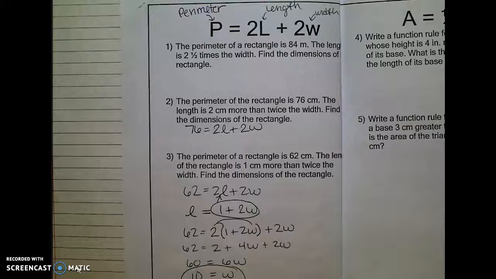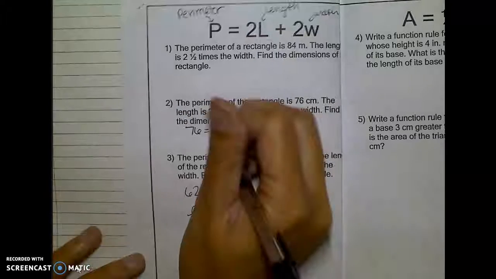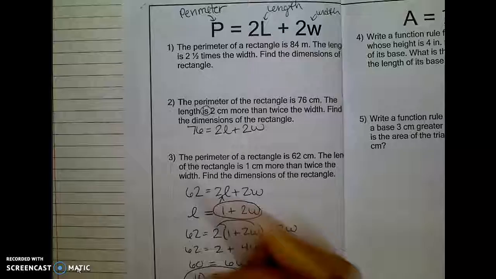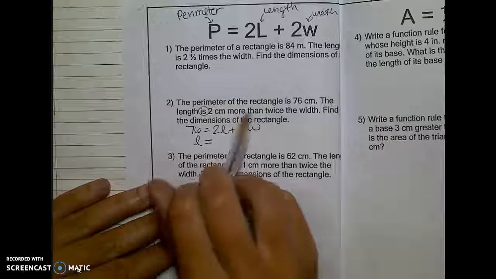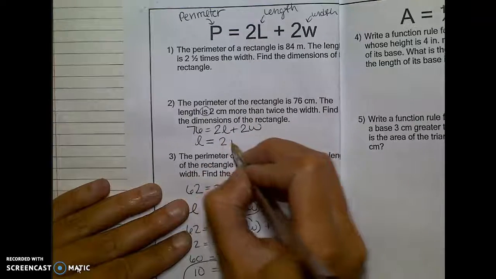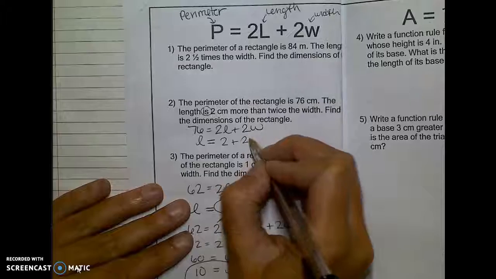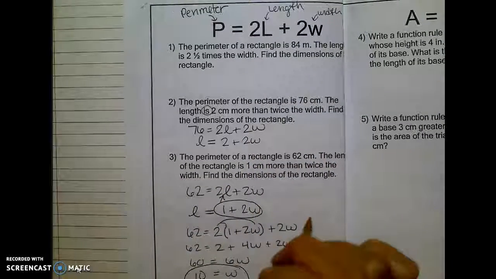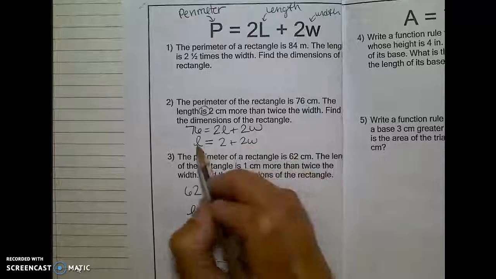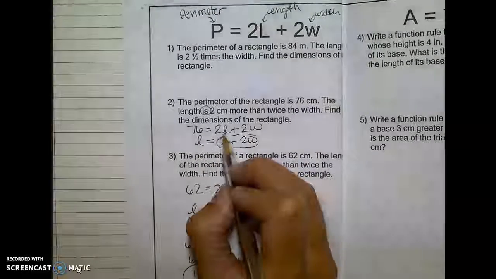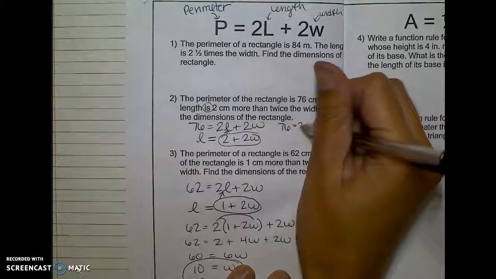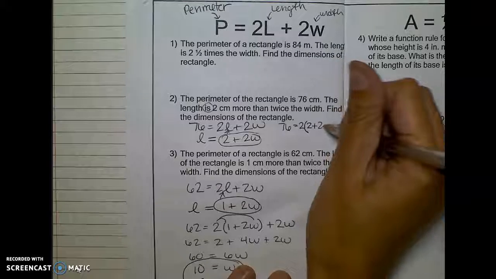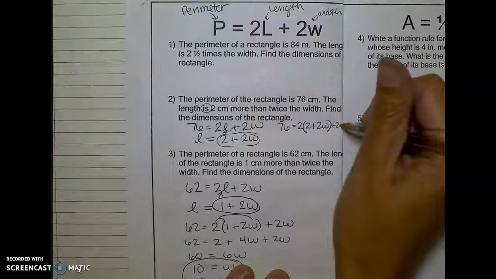And then that second sentence there gives me another equation. So the length is, that word is so important. That always means equals. So length is 2 more than, so 2 plus, twice the width. So 2 times W. And in this case, we're set up really nicely for substitution because I have L all by itself. So we can take that and plug it in here. So we'll have 76 equals 2 times 2 plus 2W, plus 2W.